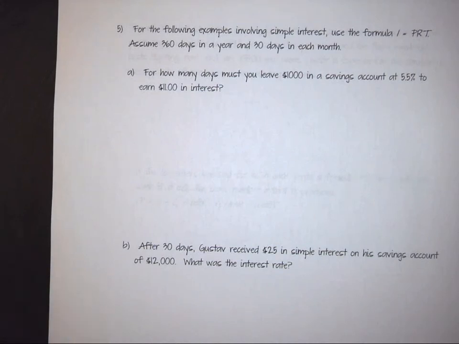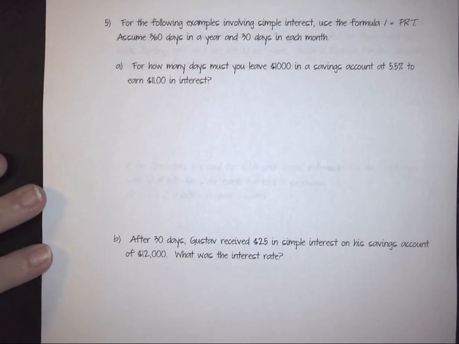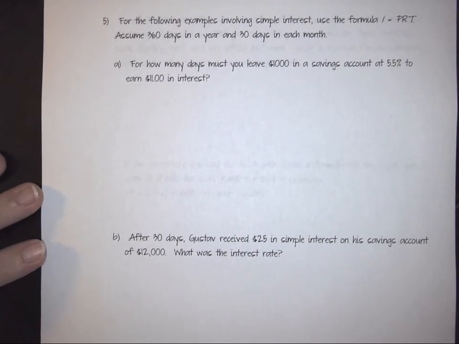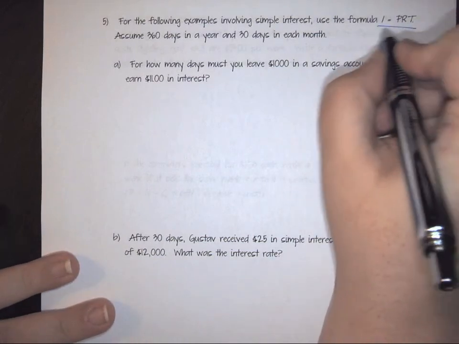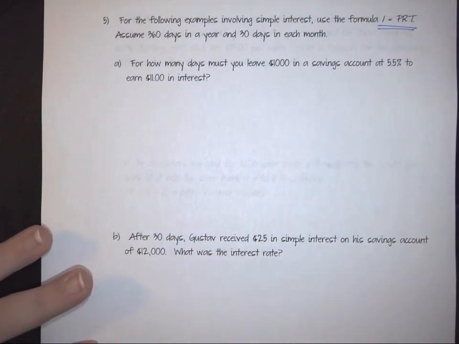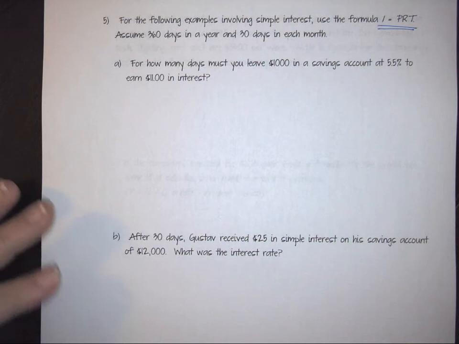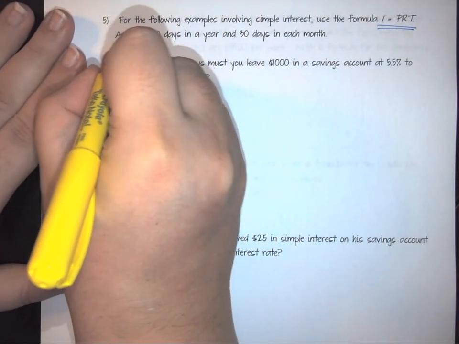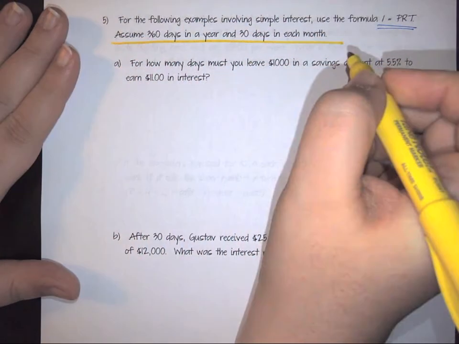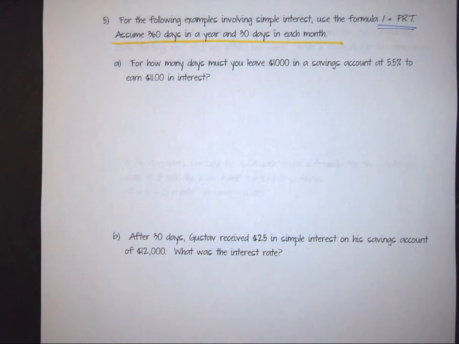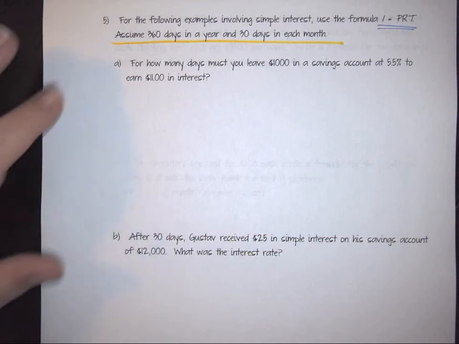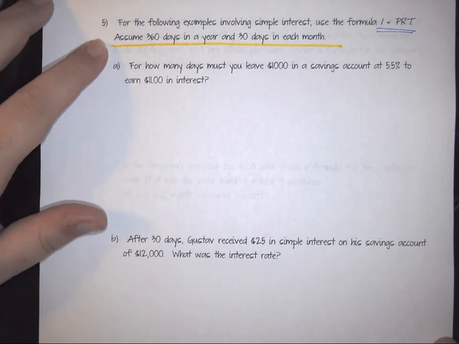Alright, let's look at another one. So for this one, it says for the following examples, using the simple interest, we're going to use the formula I equals PRT. And it's really important that we are going to assume 360 days in a year and 30 days each month. Okay? So you got to pay very close attention. Sometimes your problems are going to give you an assumption, sometimes they won't.